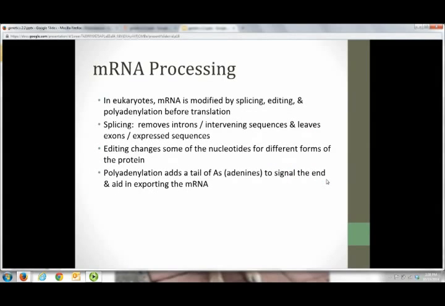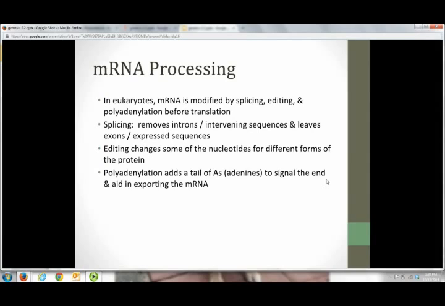So in a eukaryote, the mRNA does need to be modified before it goes into the cytoplasm. Some of these techniques include splicing, editing, and polyadenylation. With splicing, you're going to remove the introns or intervening sequences and leave the exons or the express sequences. Eukaryotic DNA has these regions where some of it is going to be expressed and some of it is going to just be placeholders in between these express sequences. And the express sequences are your exons, the intervening sequences are the introns.